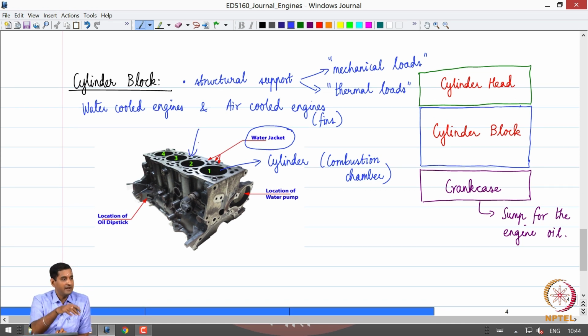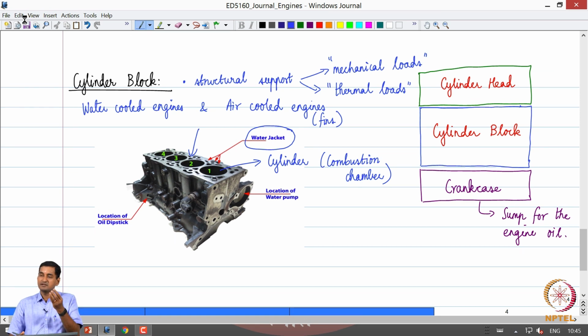cylinder, and then, using a gasket, it is bolted to that. The cylinder head is bolted to the cylinder block. So, that is what happens to the cylinder per se. Now, you can immediately see that the cylinder is going to experience a high amount of mechanical load and thermal load, as we already discussed.